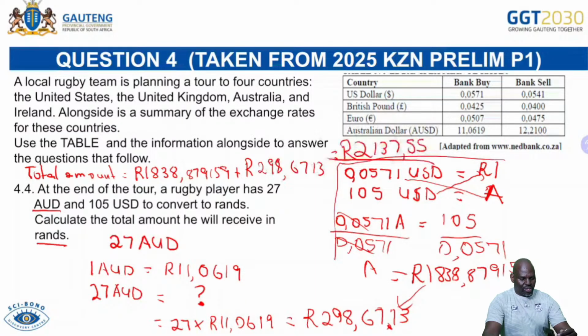So what I had to do in this case, I was given the amount in two different currencies. Then I had to convert the amount of each currency to rands. I converted the 27 Australian dollars to rands and got 298 rand and 67 cents, and then I converted the 105 US dollars and got 1,838. Then after that, I added them together to get the total amount. So the total amount is 2,137 rand and 55 cents.